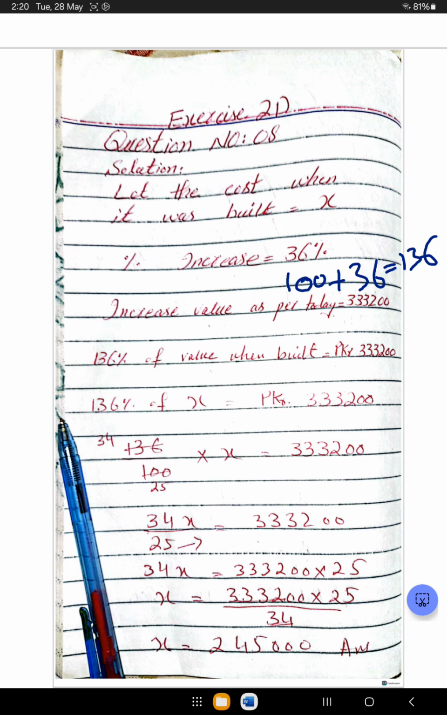2,45,000. मतलब ये हुआ कि जब वो घर बना था उसकी प्राइस थी 2,45,000, और जब उसके अंदर इंक्रीज़ कर दिया गया 36%, तो उस घर की जो प्राइस हो गई थी वो थी 3,33,200. इसके साथ आपका जो एक्सरसाइज 2D कंप्लीट हुई.